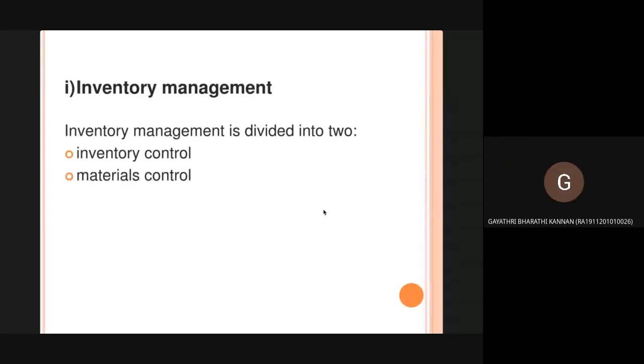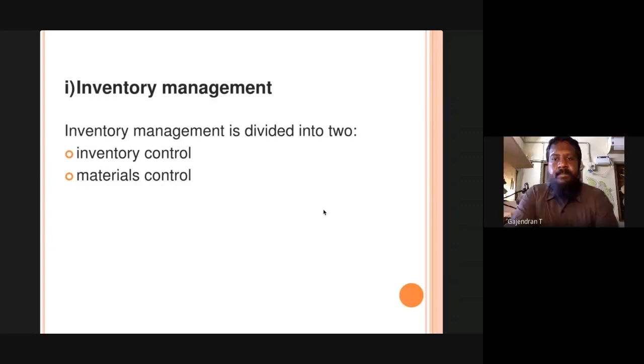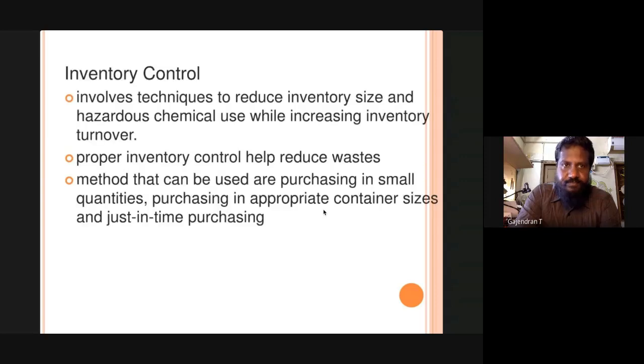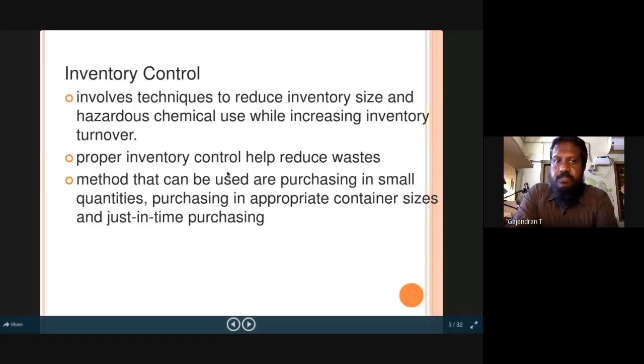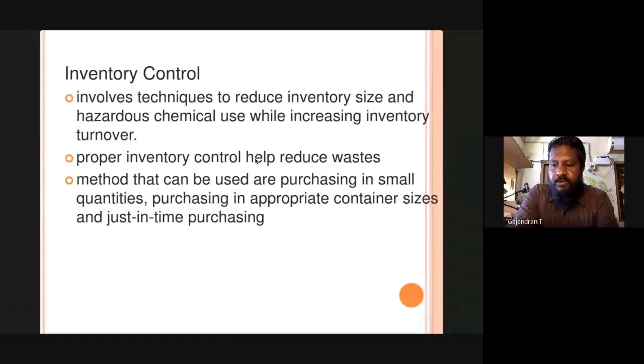Yes, sir. Okay. Sure. So again, inventory management is divided into two: inventory control and material control. This is what I've already mentioned, but we can just have a read through. I'll share the same content with you. I don't want to read the same part. A simple point, it involves techniques to reduce the inventory size and hazardous chemical use while increasing inventory turnover, proper inventory control. Inventory is nothing but a ledger of what is the amount of stock, what is the production we're going to use.